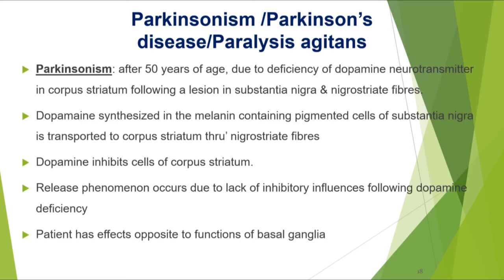Dopamine inhibits the cells of corpus striatum, which means the functioning of corpus striatum is controlled or checked by the action of dopamine. Anything should have an optimal function. It shouldn't underplay, it should not overplay. So this optimal function of corpus striatum is maintained by the normal secretion of dopamine. So what happens when there is a deficiency of dopamine? There is release phenomenon due to lack of inhibitory influences. So corpus striatum can act the way it wants. There is no one to control it. There is no checking inspector or controlling inspector. It can act the way it wants and results in effects opposite to functions of basal ganglia. Normally, basal ganglia smoothens the voluntary movements and coordinates it very well. Instead, now it becomes rough and violent movements and strong, rigid movements.